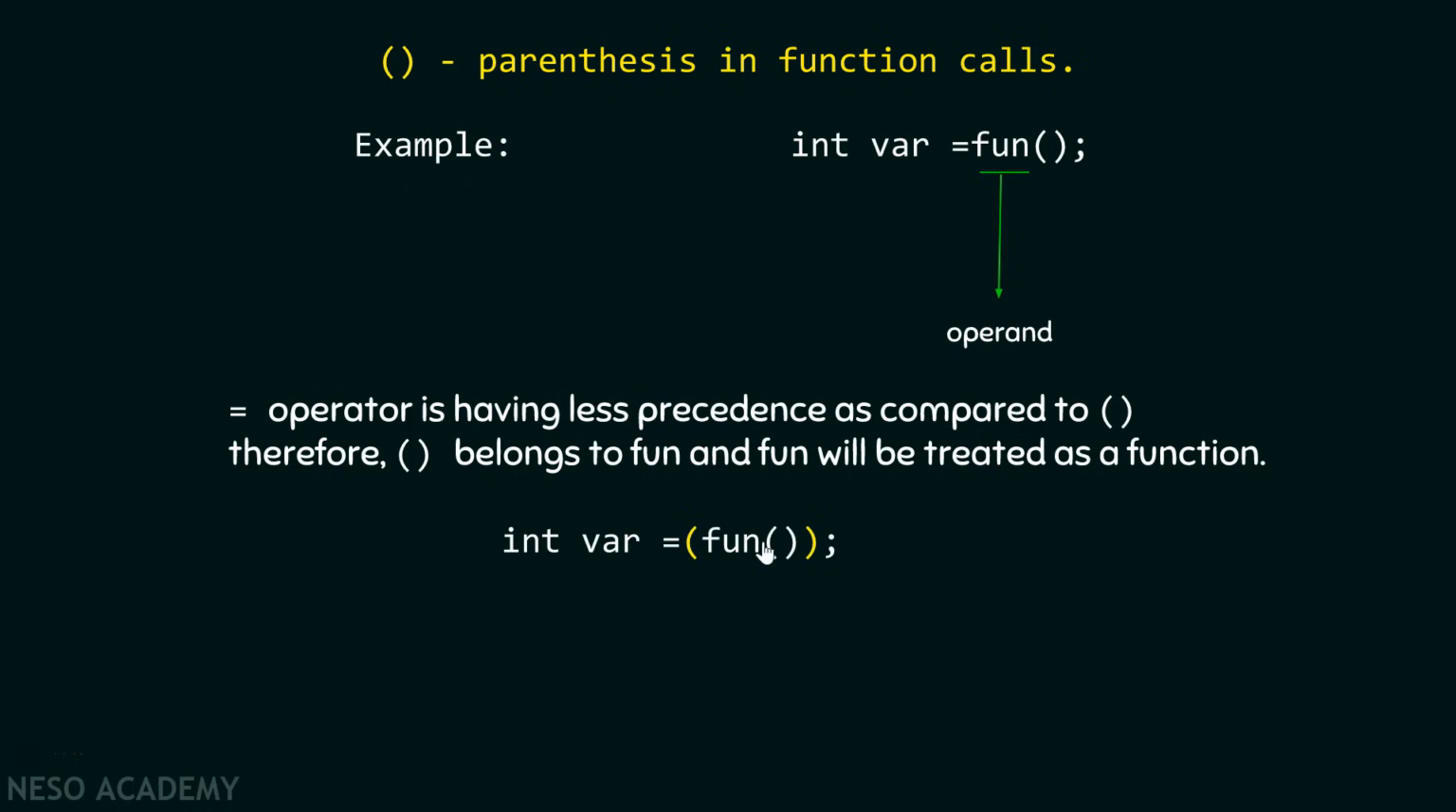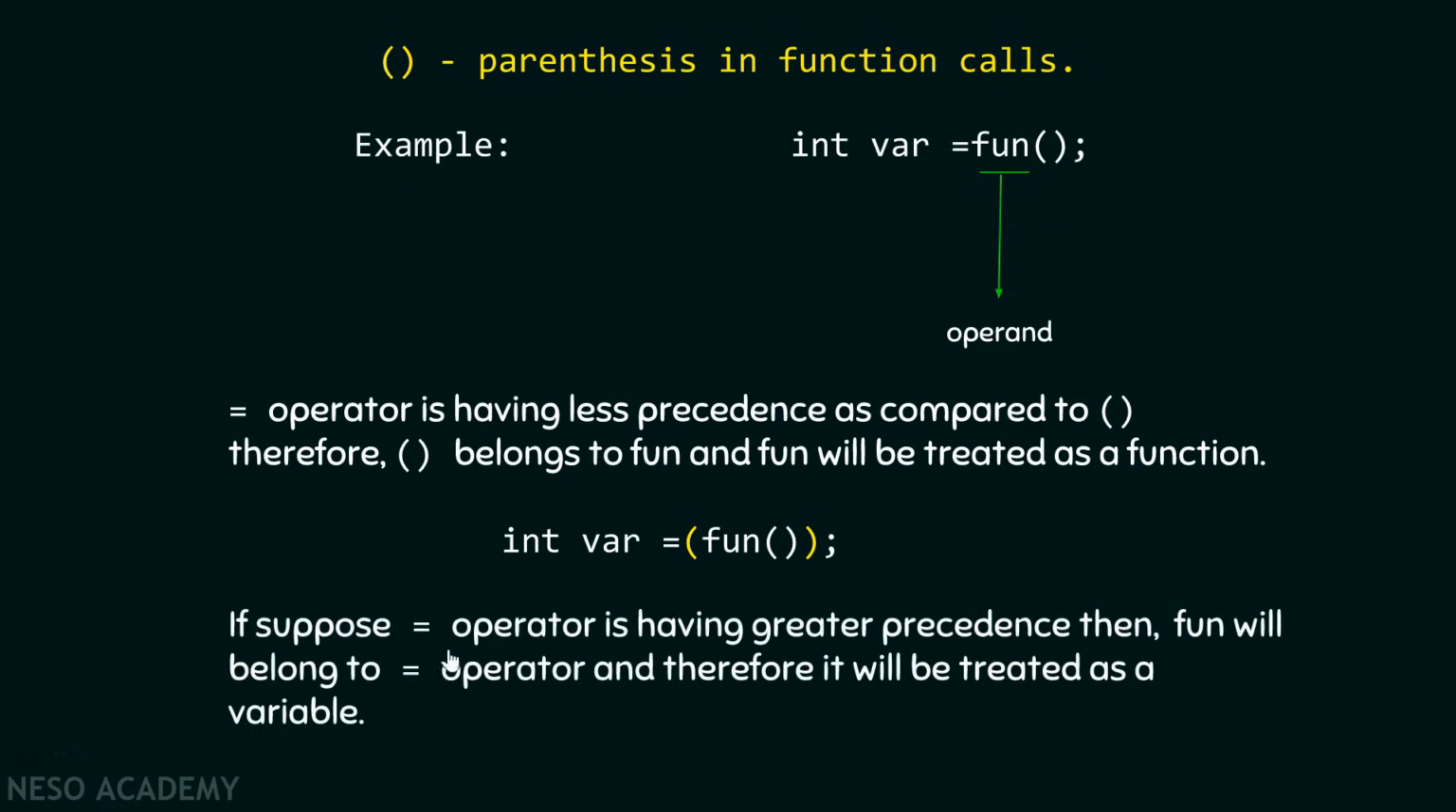int var = fun(). This fun is an operand, of course, but it is a function and not a variable. Because parenthesis has greater precedence than the assignment operator, it will be evaluated first and then the assignment is being performed. I used parenthesis to make this point clear that this particular operand is not a variable, it is a function. And because the precedence of this particular operator is greater than the assignment operator, this operand belongs to this operator and not that operator.